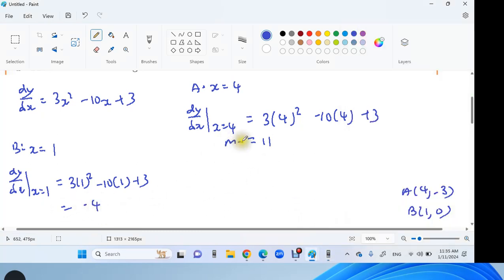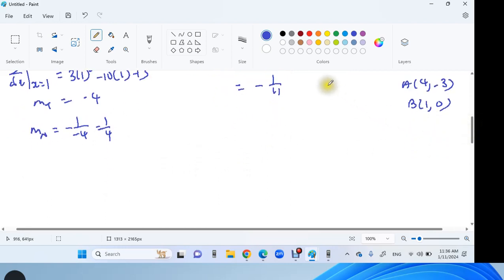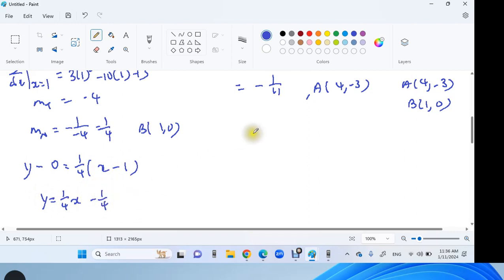So this is the gradient of tangent. Now we want the gradient of normal. Gradient of normal equals negative 1 over gradient of tangent, so at A it will be negative 1 over 11. At B, gradient of normal is negative 1 over negative 4, that is 1 over 4. So for A (4, -3) and B (1, 0), we have y minus 0 equals 1 over 4 (x minus 1). So y equals 1 over 4 x minus 1 over 4.